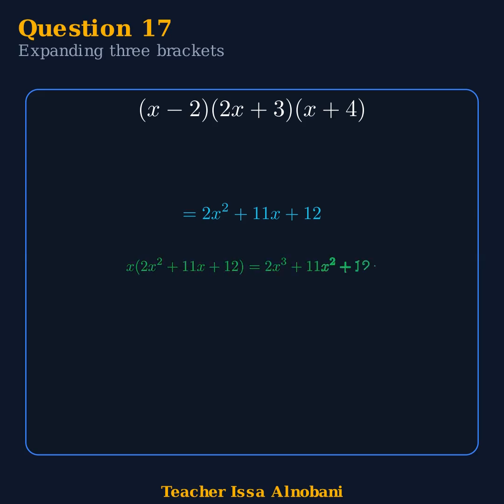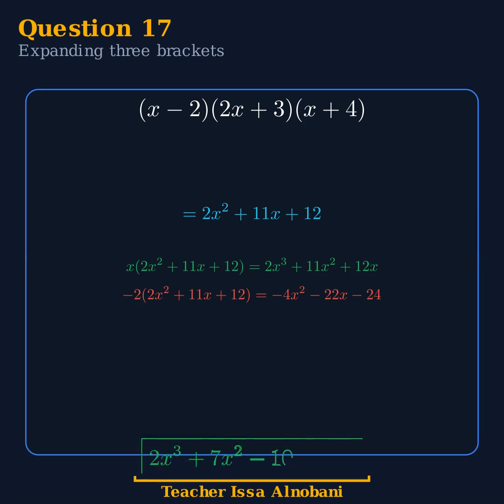Now multiply every term by x minus 2. After collecting like terms, the answer is 2x cubed plus 7x squared minus 10x minus 24.